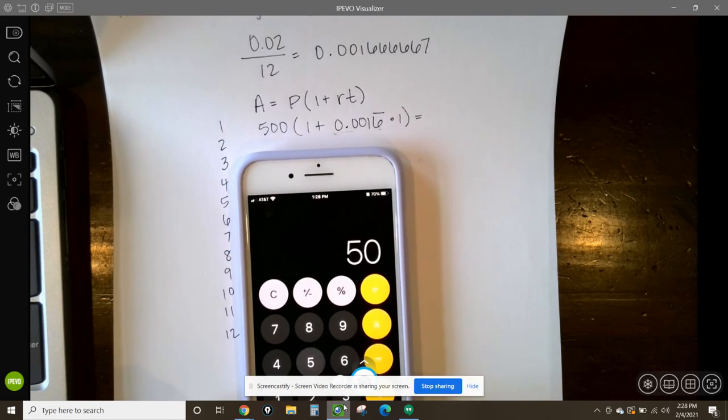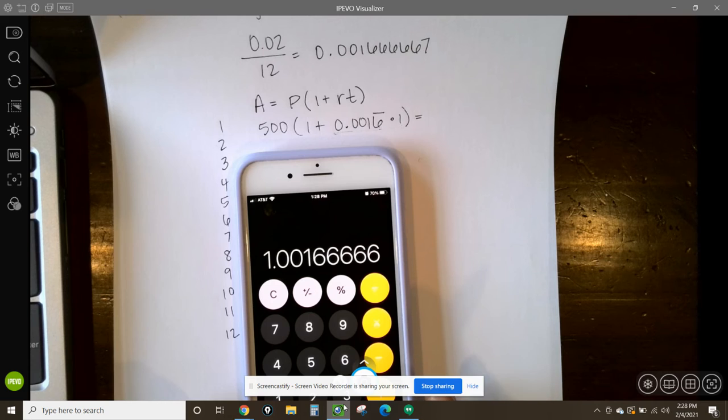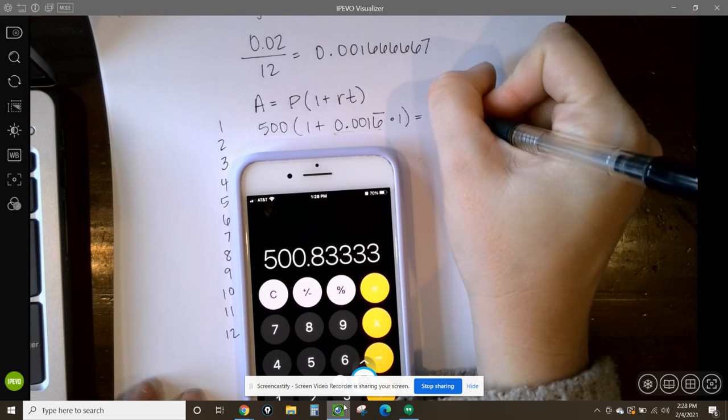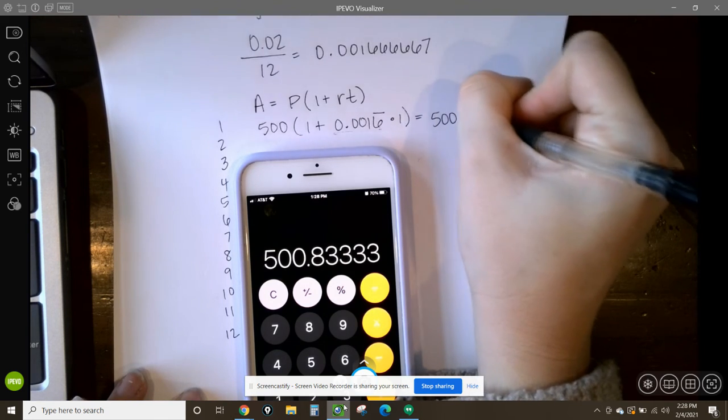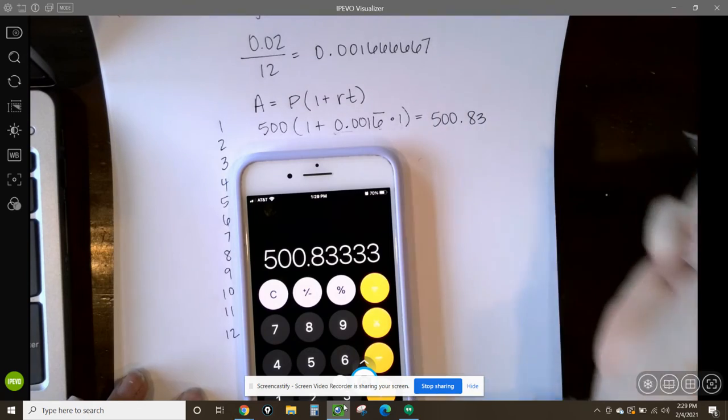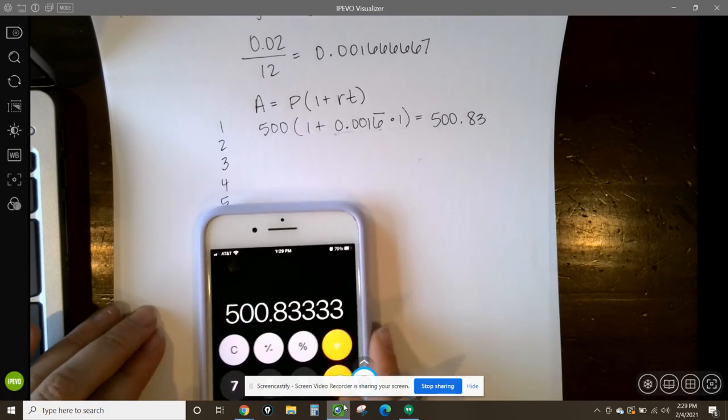So I'm going to go 500 times 1.001, and I just put some 6s in. That's fine. It doesn't matter. The rounding will be so insignificant depending on how many 6s you put in there. So after 1 month, it looks like I would owe $500.83. Okay, and now we're going to go down to the second month.